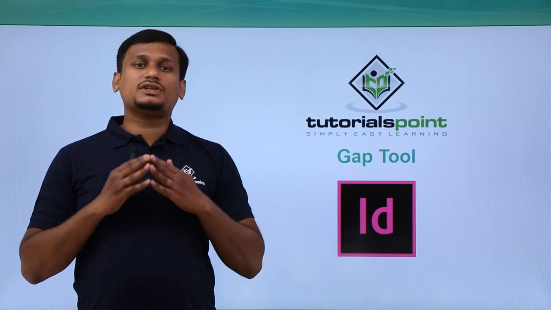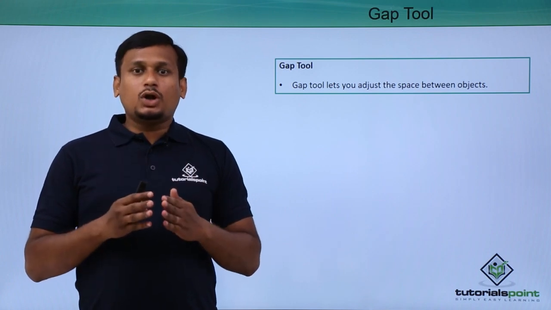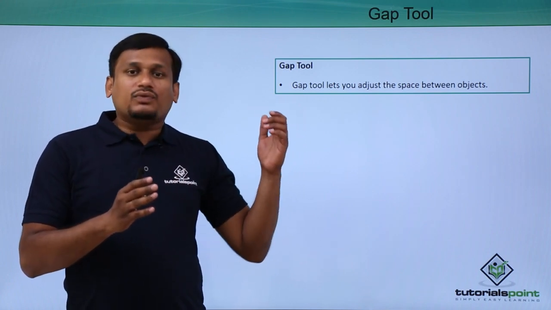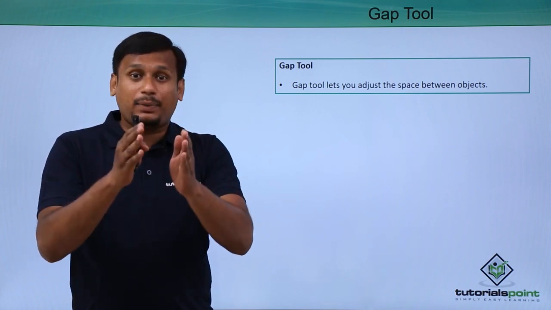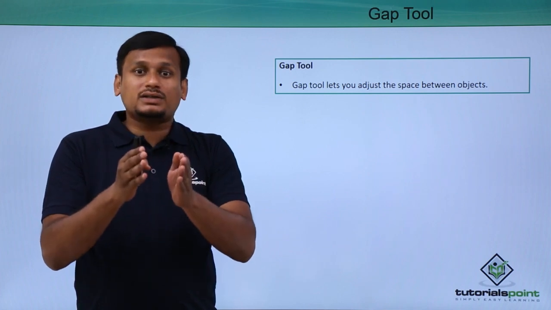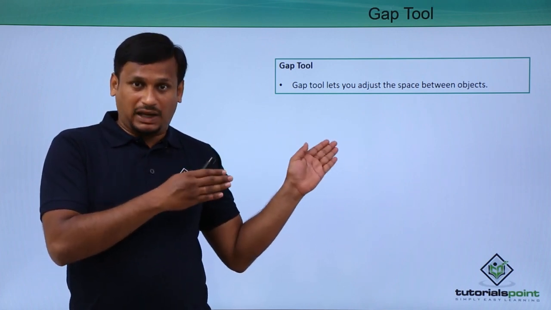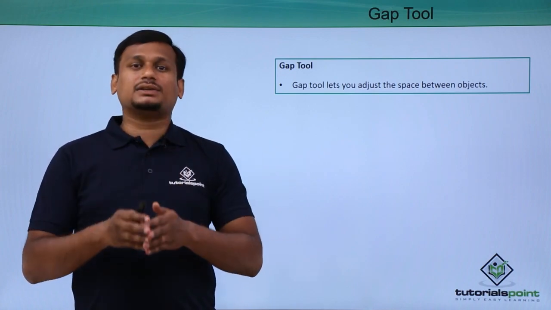In this video, let us know about the gap tool. Gap tool is used to adjust the space between the objects. Like we have seen in the last session, we have seen the page tool to adjust the gap or to adjust the corners of the pages. Similarly, gap tool is used to adjust the space between the objects. So now let us see this one practically.